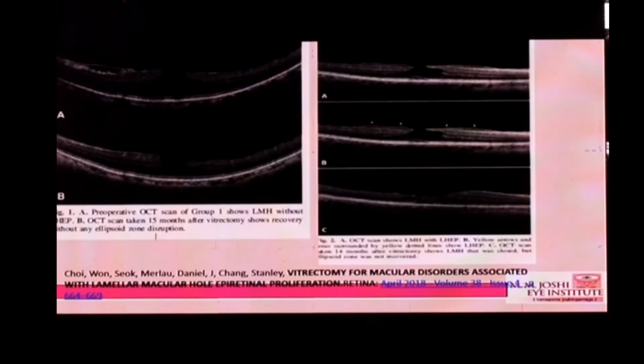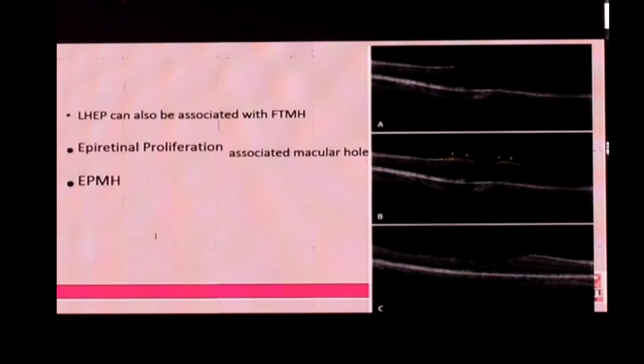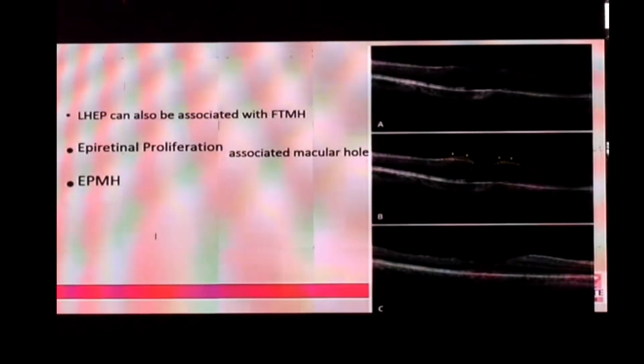They also showed these differences, where the LHEP with ERM shows a preservation of the ellipsoid zone, whereas in this slide with LHEP, you can see there is disruption of the ellipsoid zone in these cases. So LHEP, they have also said, can be associated with FTMH, full thickness macular hole.